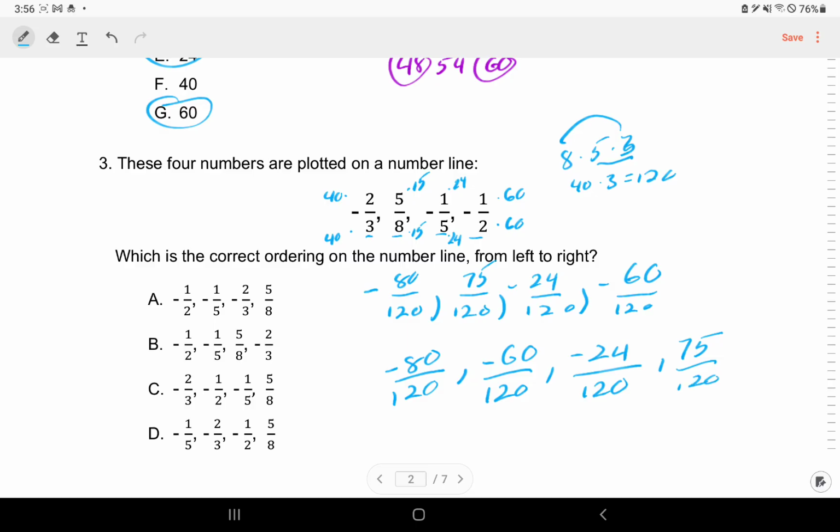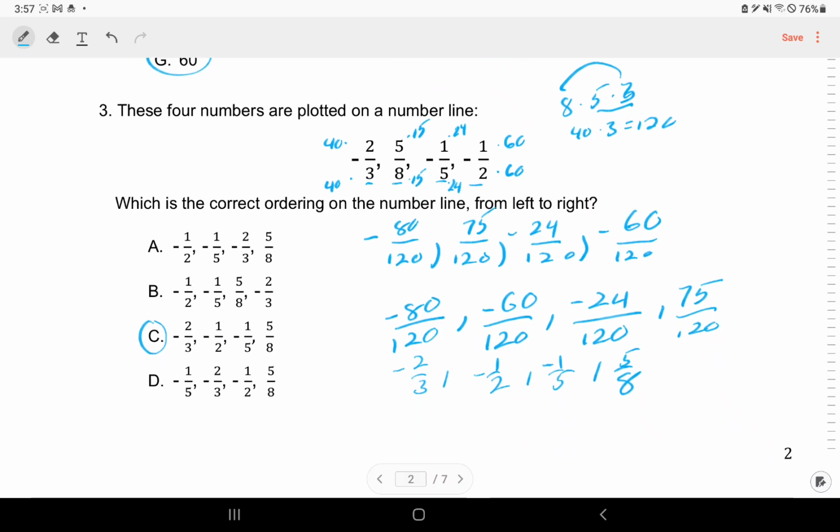And then I change them back. Negative 80 was negative 2/3, so it's got to be C, because it's the only one that starts with negative 2/3. Negative 60 was negative half. Negative 24 is negative 1/5. And it ends with 5/8. So get a common denominator, put them in order, and then switch them back.